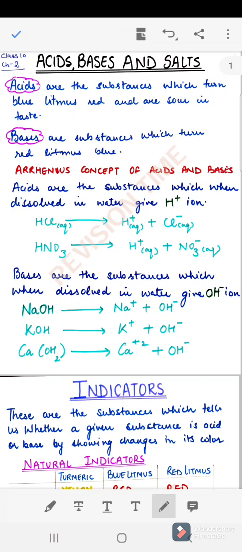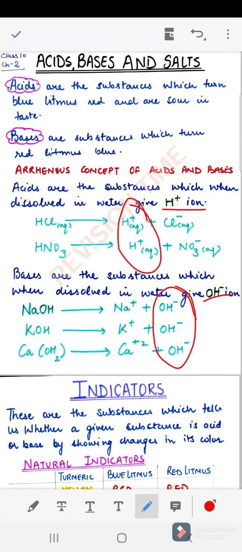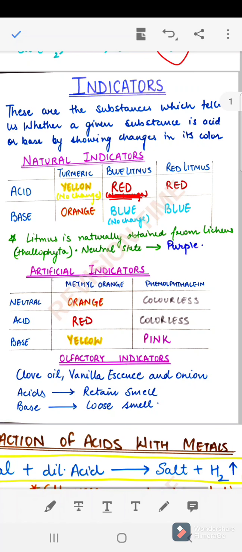So we have the Arrhenius concept of acids and bases. According to this, acids give us H positive ion in the dissolved form, and bases give us OH negative ion in the dissolved form. So we can see we are getting H positive ion and OH negative ion. Also we have some indicators. These are the substances which tell us whether the chemical we are using is an acid or a base, by showing changes in its color.